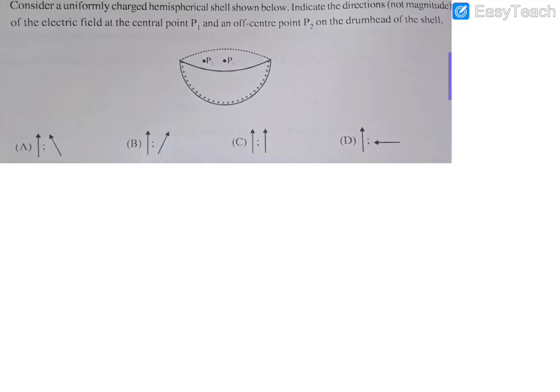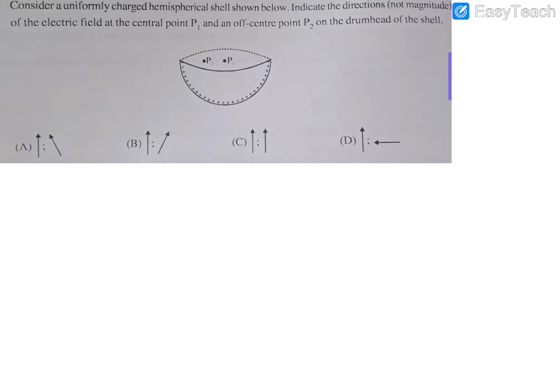Hello, here is the next question. It says there's a uniformly charged hemispherical shell given over here. The 2 points P1 and P2 have been shown like this, and we need to find the directions of electric field at these two locations. There are four options given to us. We can choose the right option out of them.